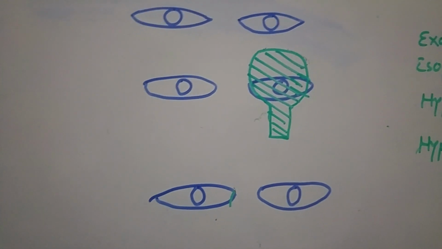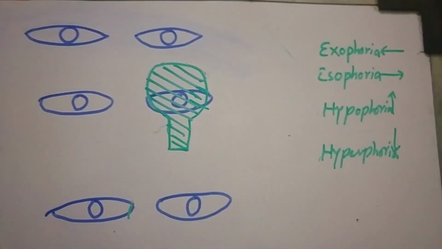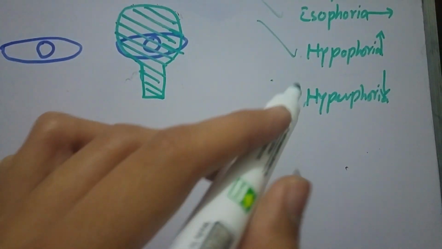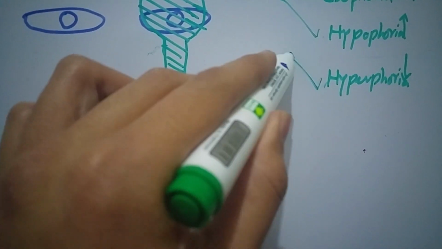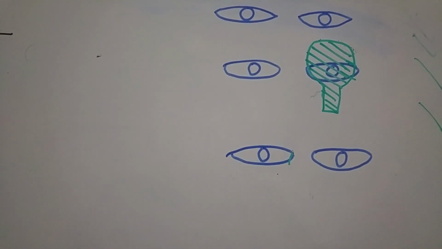And if you see an inward movement to take fixation, it is termed as exophoria. If you see an outward movement, esophoria; an upward movement, hypophoria; and a downward movement, hyperphoria. And if you see no movement, it indicates orthophoria.